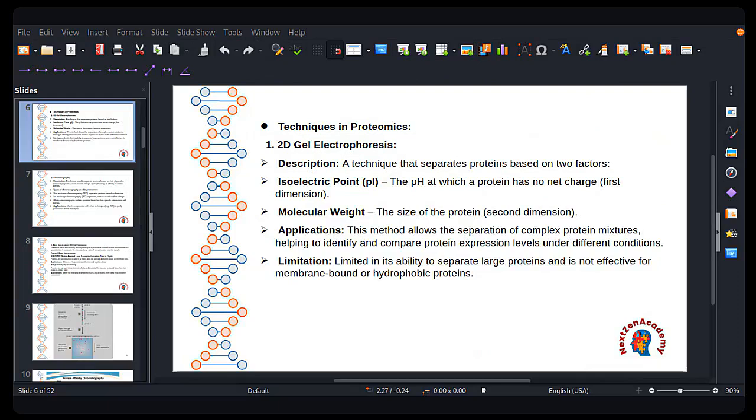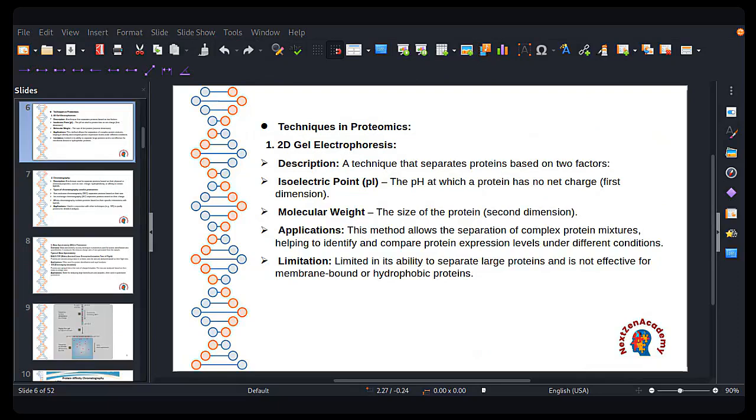So what are the applications of gel electrophoresis? It allows the separation of complex protein mixtures, helping to identify and compare protein expression levels under different conditions. Okay. What are the limitations of gel electrophoresis? It is limited in its ability to separate large proteins and is not effective for membrane-bound or hydrophobic proteins. So, that's in short, right?